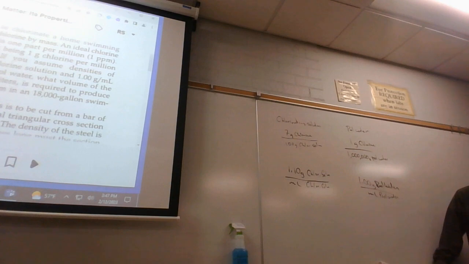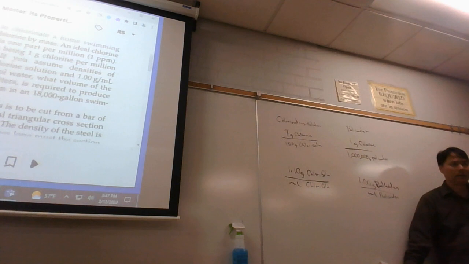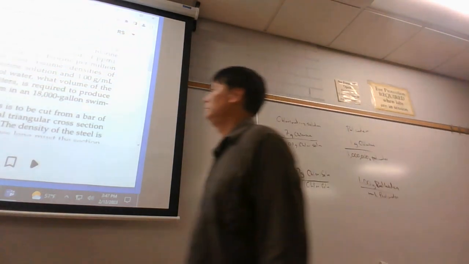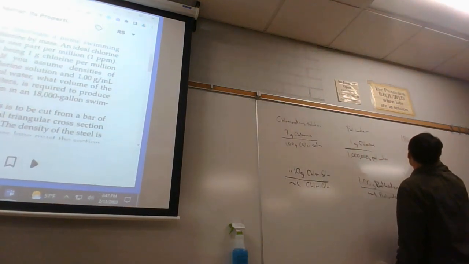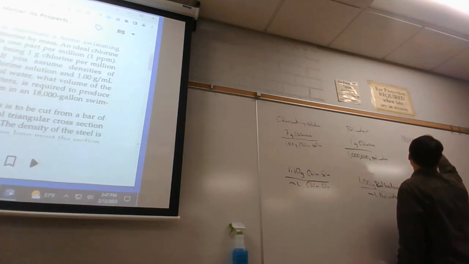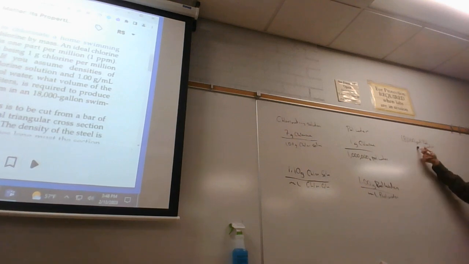All right. Is this intensive or extensive? Density. Density intensive or extensive? Intensive, independent of the amount. And then we have an 18,000 gallon swimming pool. 18,000 gallons of pool water. Is that intensive or extensive? This is extensive. And so this one definitely depends on the amount.